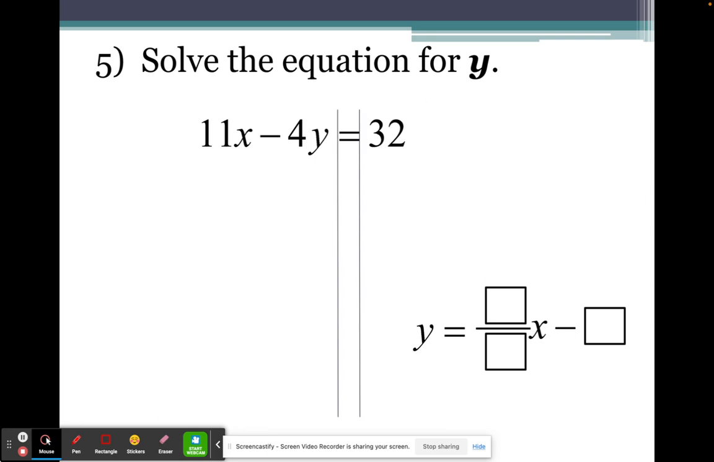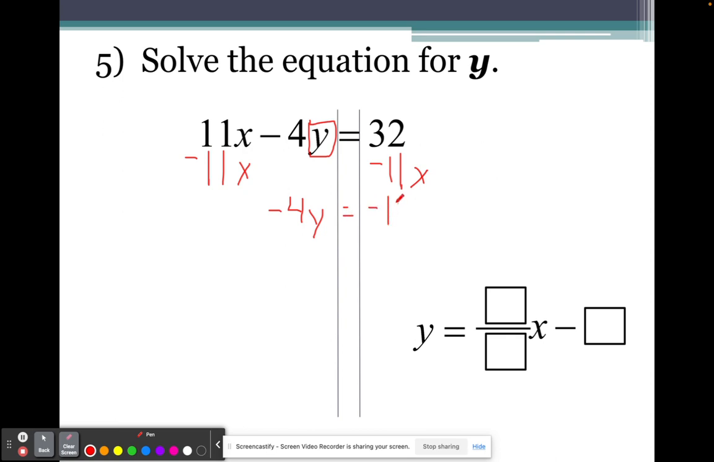Next one, I'm solving for y once again. All of these are the same format. First, I'm going to subtract 11x from both sides. So I have negative 4y. Don't lose that negative. It's important. Equals negative 11x and a positive, or plus, 32.